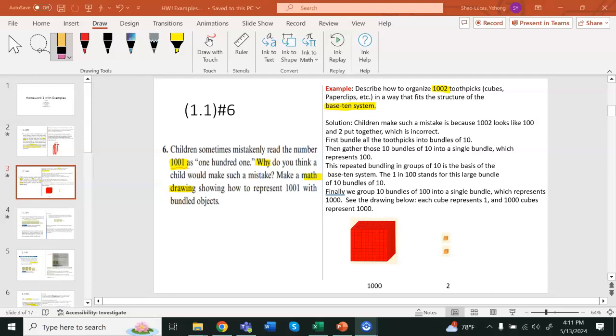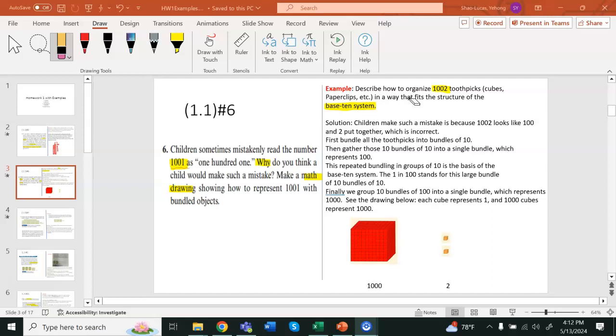Section 1.1 Homework Problem number 6. My example is: describe how to organize 1002 toothpicks, cubes, or paper clips in a way that fits the structure of the base 10 system.